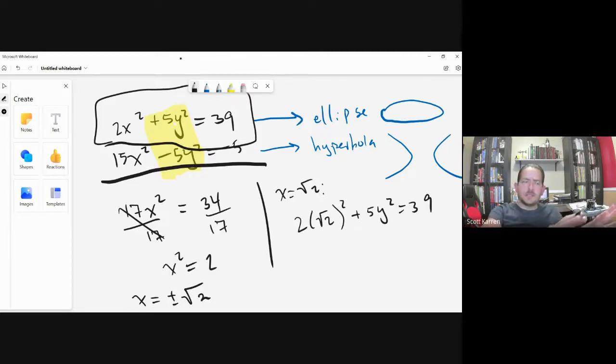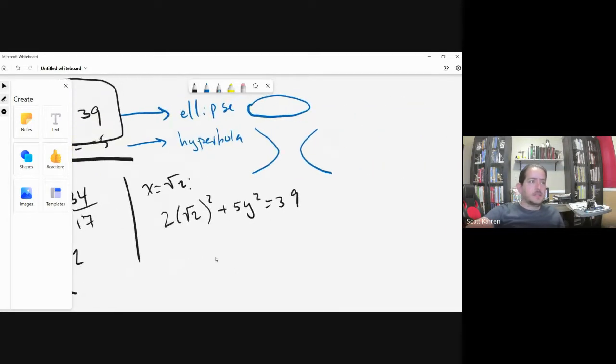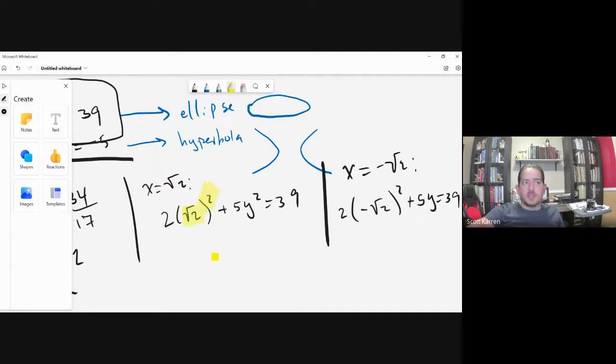I'm going to pause here because there's a symmetry that's going to make life a lot easier if we can recognize it. I'm also over here plug in x equals negative square root of 2. And if I do that, I get 2 times the negative square root of 2 squared plus that 5y squared equals 39. Right? But both of these are the same thing. If I take the square root of 2 and square it, I'm just going to get a 2. But if I take the negative square root of 2 and I square that, I'm still getting a 2, right? So it doesn't matter which one I'm doing, the answer is going to apply to both of them.